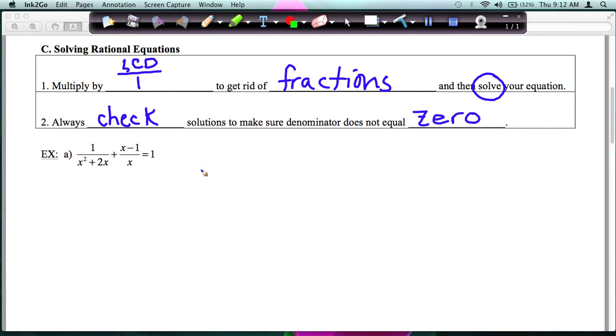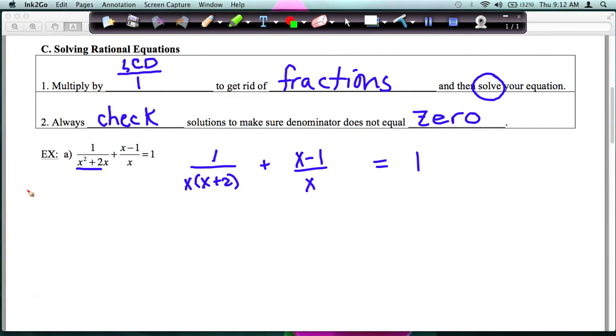Okay, so let's go ahead and do this. I need to factor this denominator before I solve, and so x squared plus 2x, I can pull out the GCF, which is x. So I'm going to go ahead and do that. So I have x times x plus 2 plus x minus 1 over x, leave a little room here, equals 1.